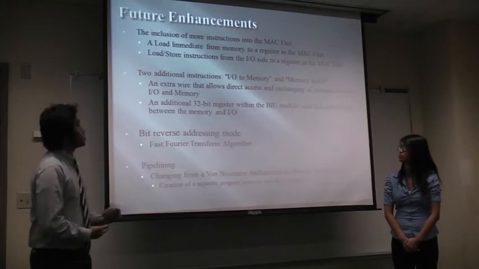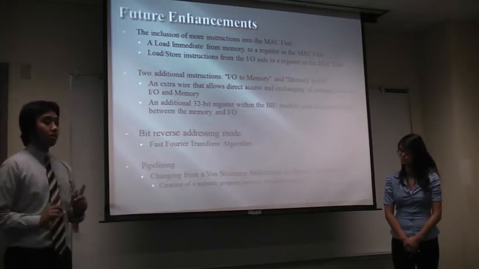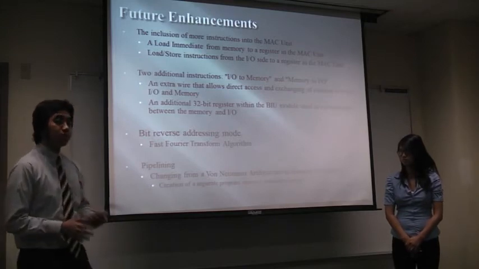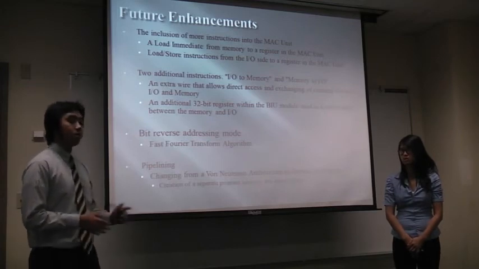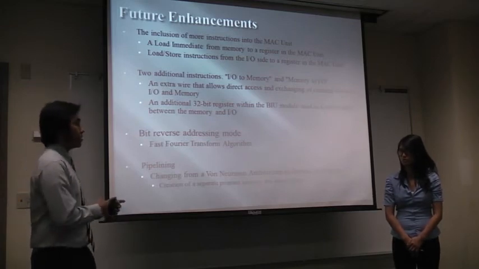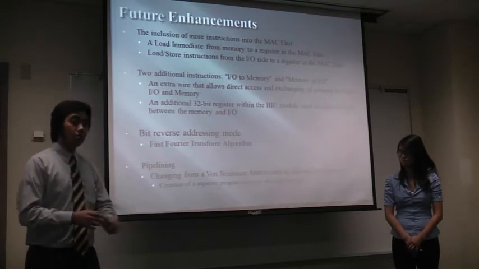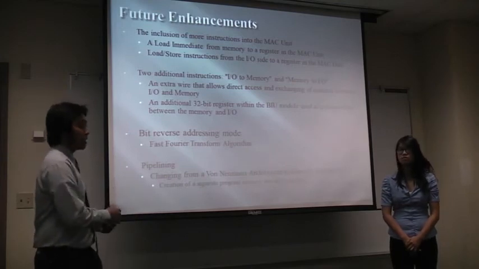And now we also have 2 other instructions, an I/O to memory and a memory to I/O. What this would be is an extra input wire going into the bus interface unit. We would create a register within the bus interface unit that will be 32 bits wide and will hold the temporary value coming from I/O, and then in the next clock tick it would go into memory, or it would come from memory, go into that intermediate register, and then go into I/O.